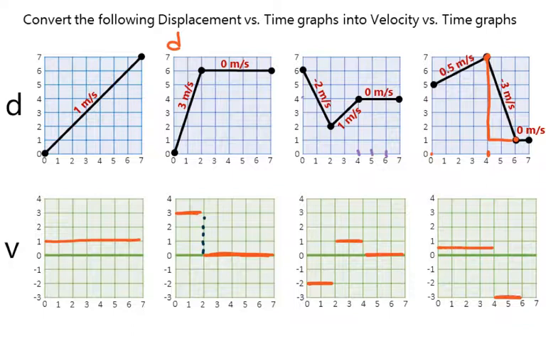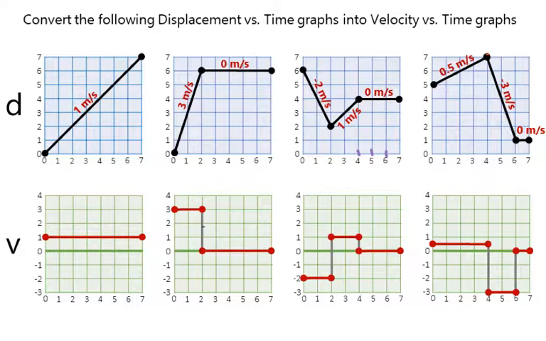And then the last part, an object was at the 1 meter mark between 6 and 7 seconds. Between 6 and 7 seconds, an object is staying at the 1 meter mark, so there is no velocity, the object is not moving. And these are the answers for this type of questions, the one that we just answered.